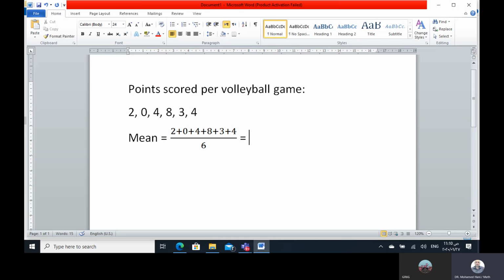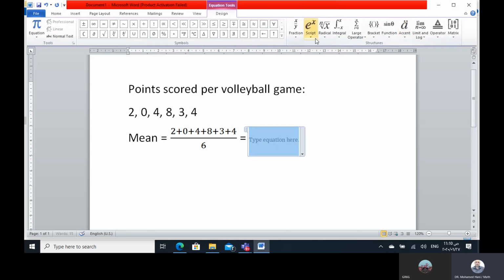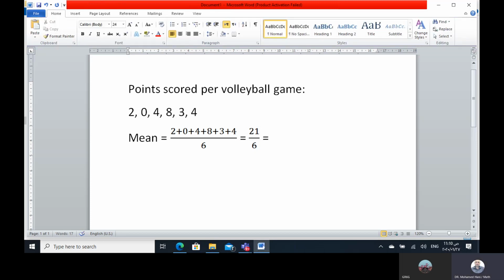And use a calculator here. We can put 2 plus 0 plus 4 plus 8 plus 3 plus 4 equal 21. Divide by 6. Now 21 divided by 6 will be 3.5. So the mean here will be 3.5.